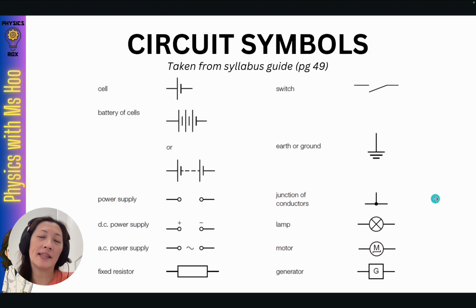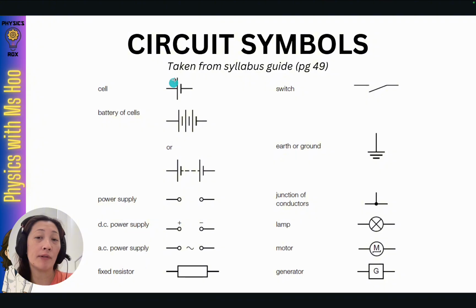Now let's take a look at some circuit symbols which are commonly used in your syllabus. For your information, the circuit symbols I've shown in these slides are taken from your syllabus guide on page 49. So if you'd like to have the complete list, please refer to your syllabus guide. For now, let's just go through the circuit symbols. As you can see, for all the circuit components, we always draw connecting wires on either side just to show that they are part of a connection.